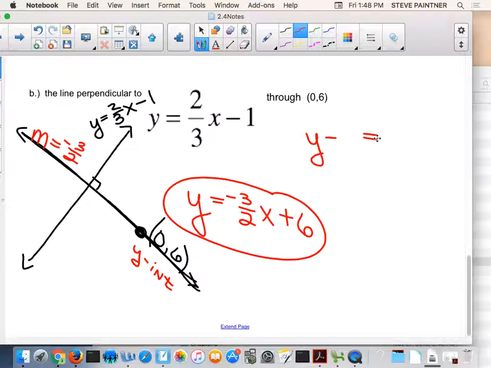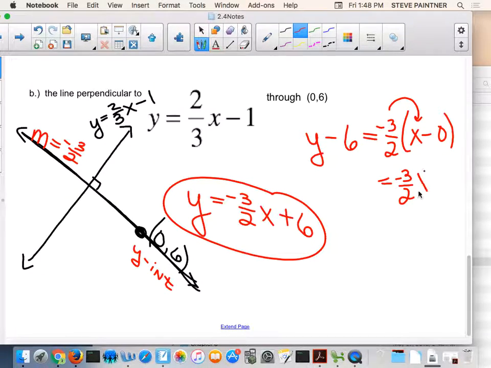If I did the work, you should have done this, right? Y minus what? 6 equals negative 3 over 2 times x minus what? 0. And that's what? Yep. Okay, y minus 6. How do you move the 6 over? Yeah, 6. And once you get here anyways?